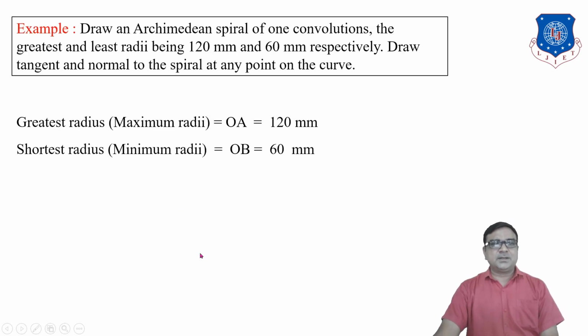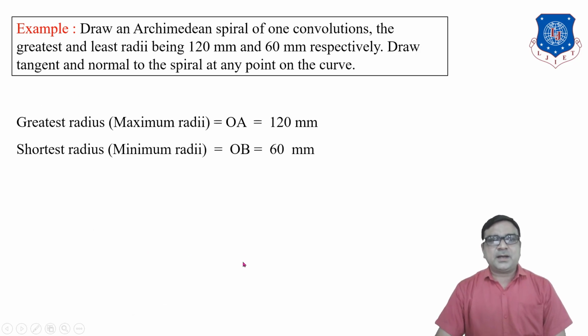Now take one example. Draw an Archimedean spiral of one convolution. The greatest and least radii being 120 mm and 60 mm respectively. Draw tangent and normal to the spiral at any point on the curve. So here in the given data we have a maximum radii 120 mm and minimum radii 60 mm.